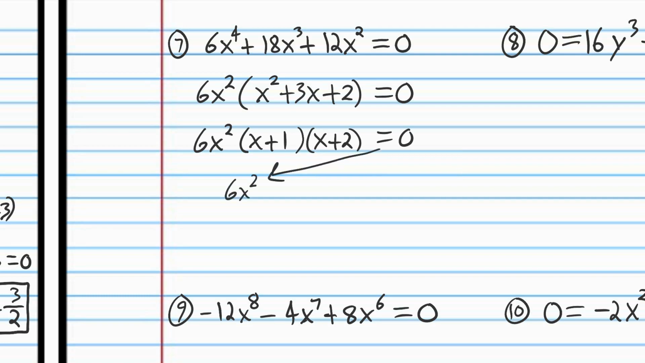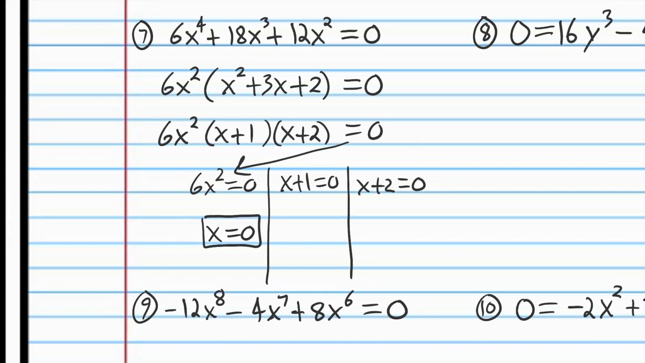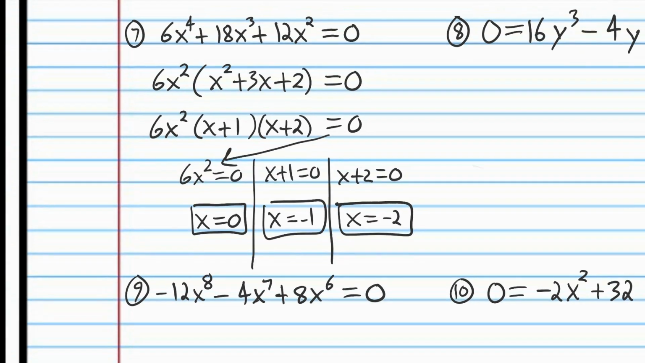If we set 6x squared equal to 0, that'll work. If we set x plus 1 equal to 0, that'll give us a solution. And if we set x plus 2 equal to 0, that'll give us a solution. So again, it doesn't matter what this expression is. We know x is just going to end up being 0. That'll make that equation work. So if you got these three solutions, good job.